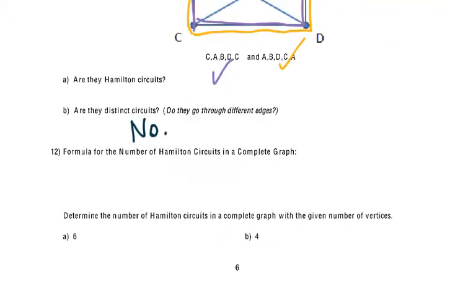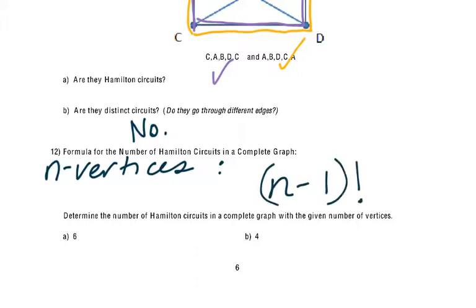So there is actually a formula to determine the number of Hamilton circuits in a complete graph. If I have n vertices, the formula is n minus 1 factorial. So if you have 5 vertices, you would take 5 minus 1 factorial. So that'd be 4 factorial, so it'd be 4 times 3, which is 12, times 2, 24, times 1, 24.